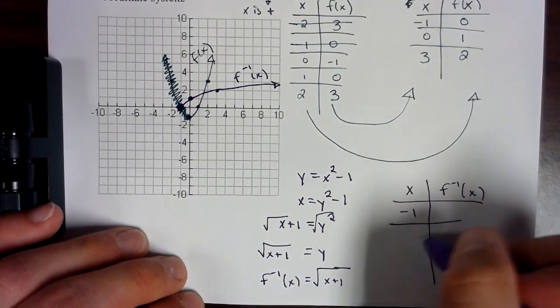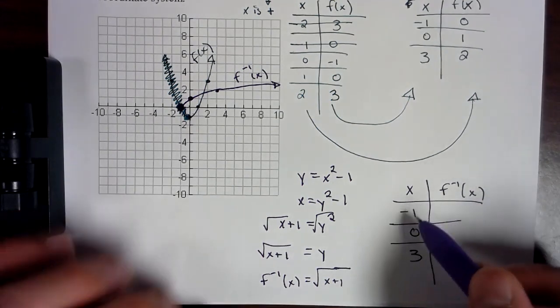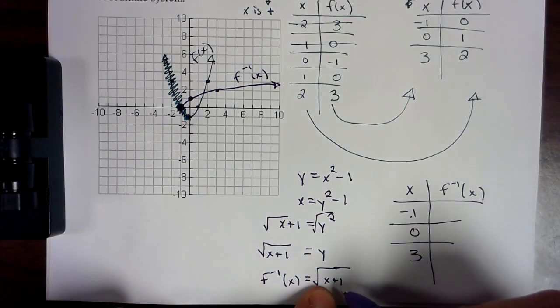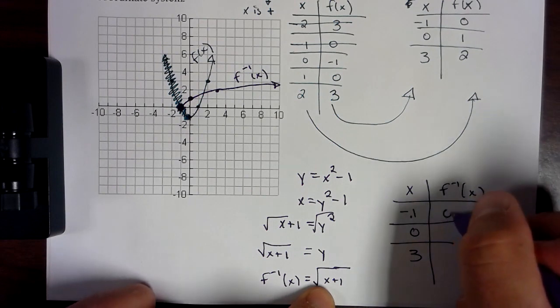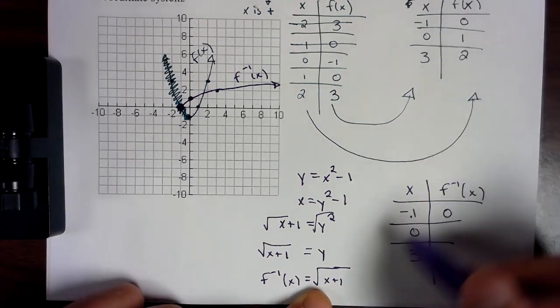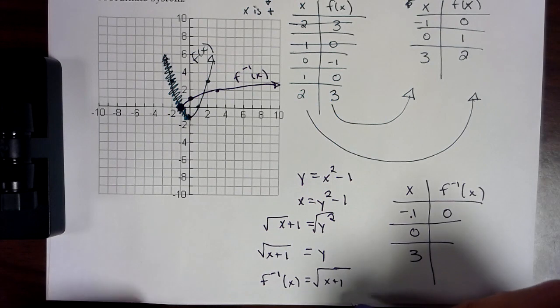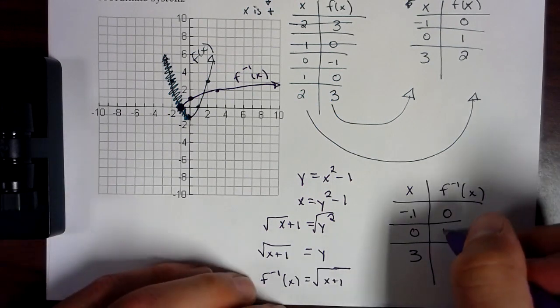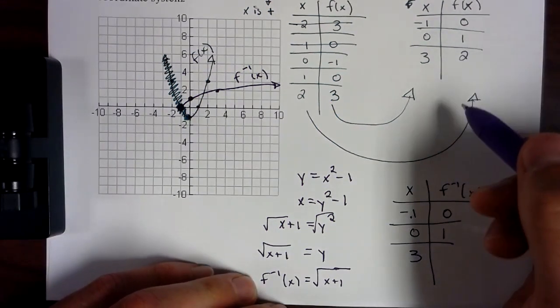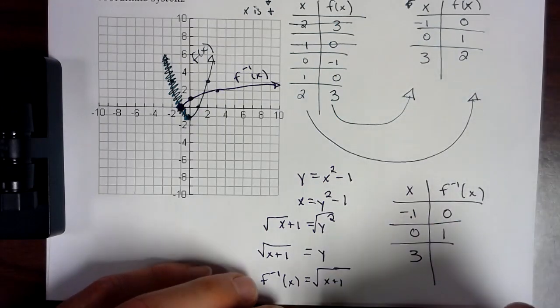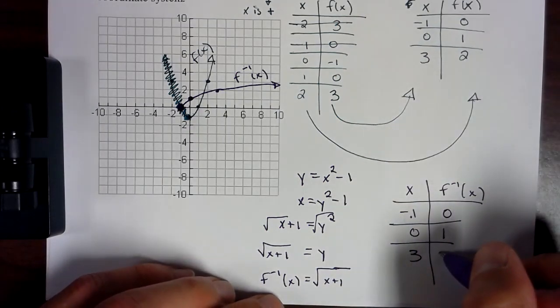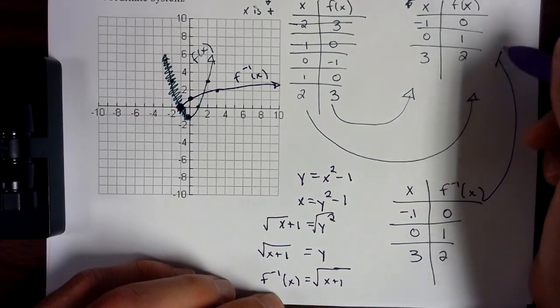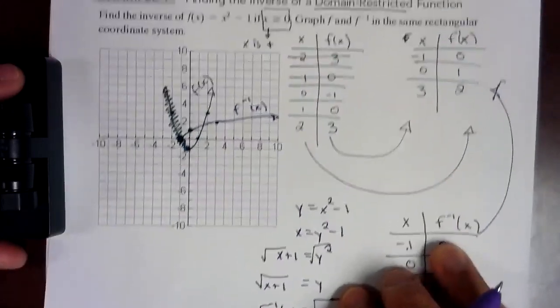So I've got -1, 0, and 3. Let's see what happens. -1 plus 1 is 0. The square root of 0 is 0. Hey, that matches there. 0, 0 plus 1 is 1, and the square root of 1 is 1. Hey. And then if x is 3, 3 plus 1 is 4, and the square root of 4 is 2. Sure enough, the exact same thing.